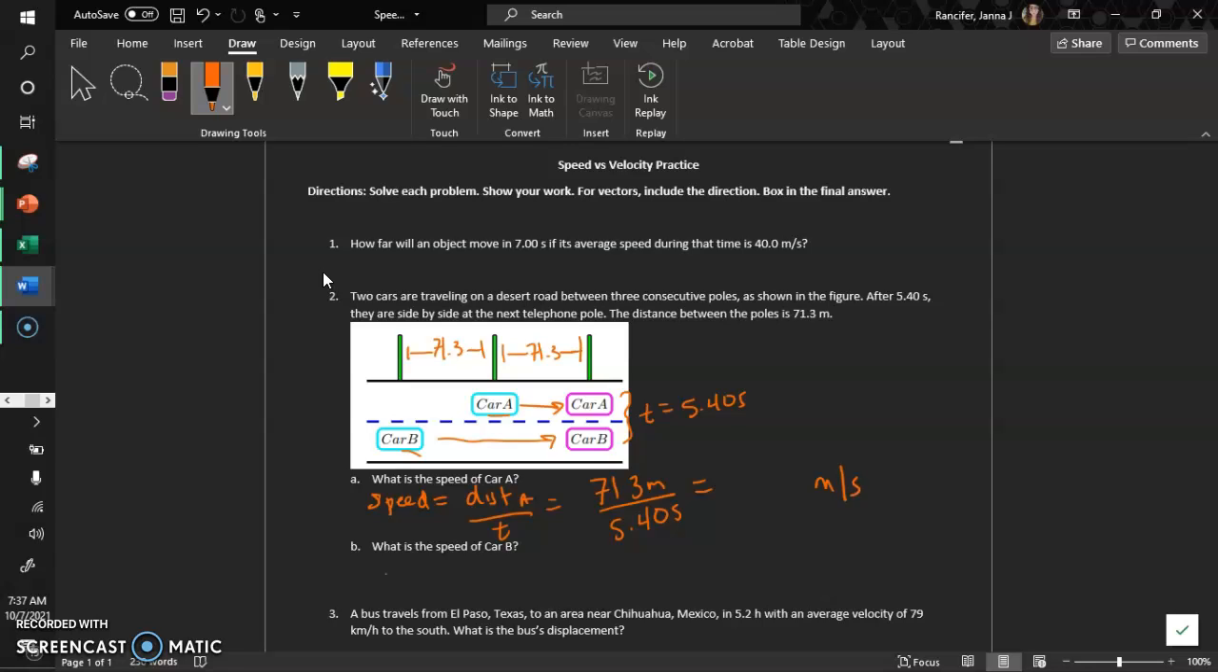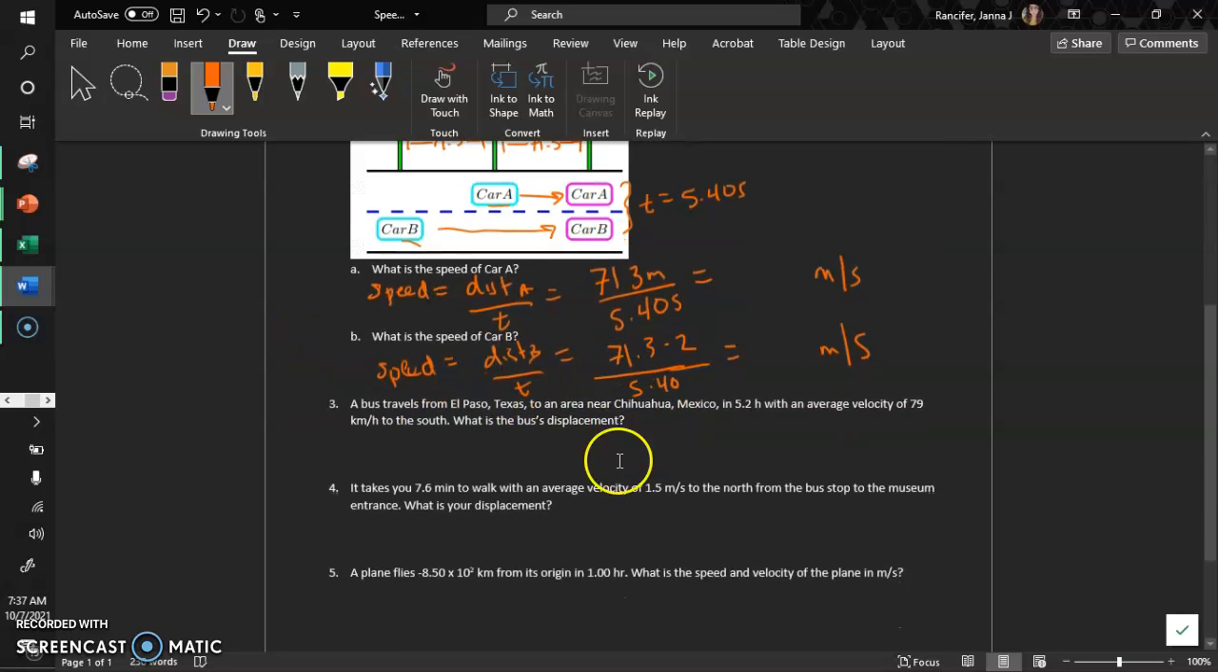The speed of car B, speed is equal to the distance traveled by car B over time. Car B travels 2 times the distance of car A in the same amount of time. So that's going to be 71.3 times 2 divided by 5.40. Do that math, include units, meters per second.